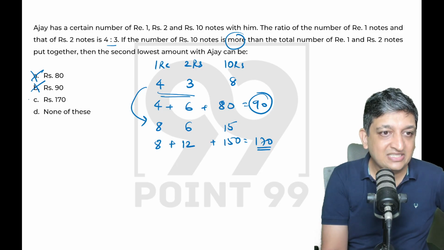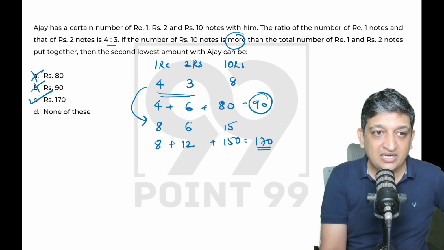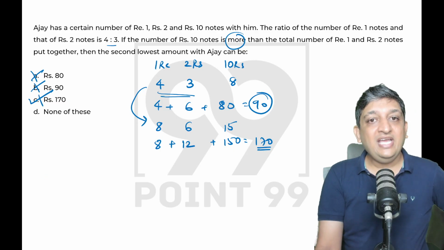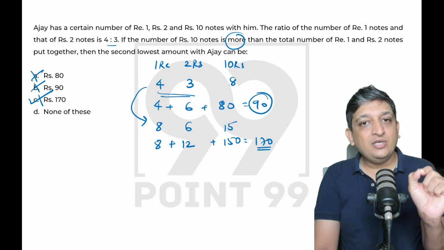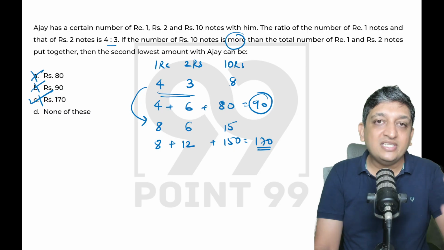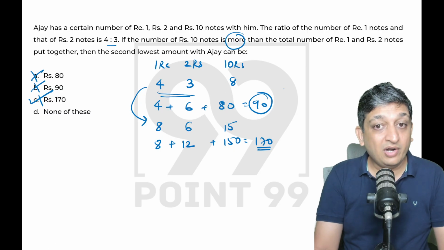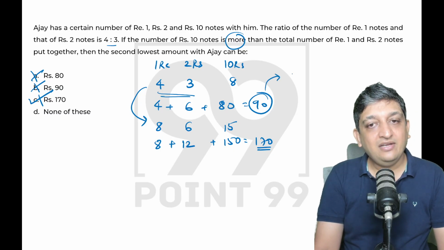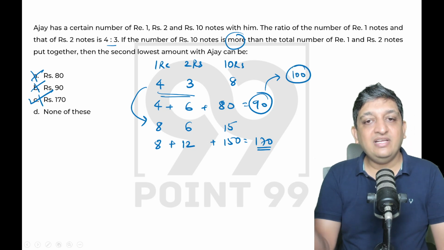So some people might say that 170 is the answer, but it is not, because we haven't been told that the number of 10 rupee notes has to be one more than. That has not been said. We have been told that it is more than the total number of 1 and 2 rupee notes. So what we can do here? We can basically say that we can just add 10 to it and we will get 100 here.